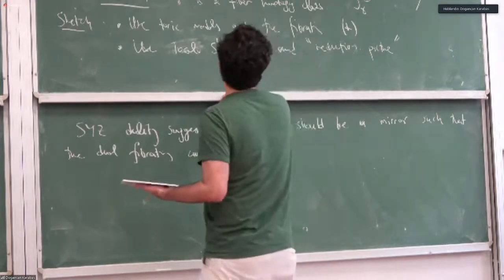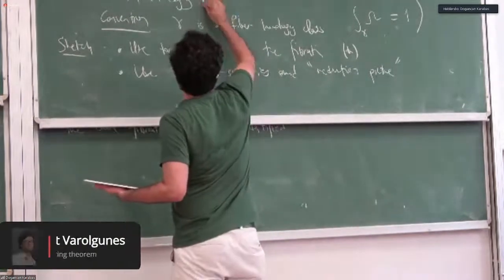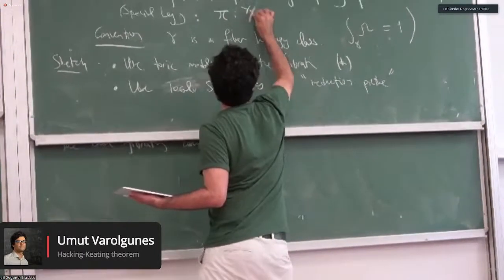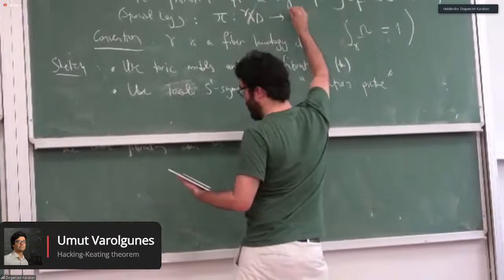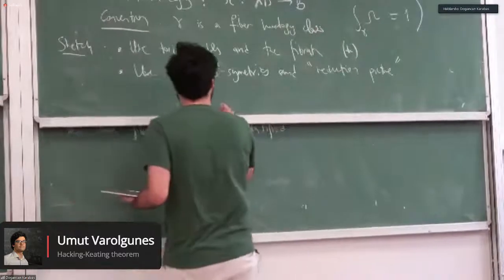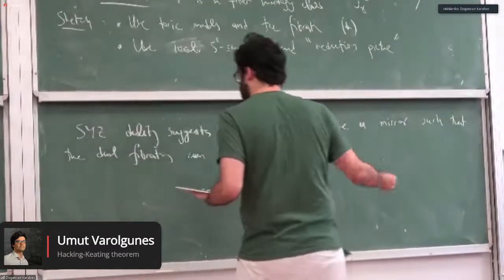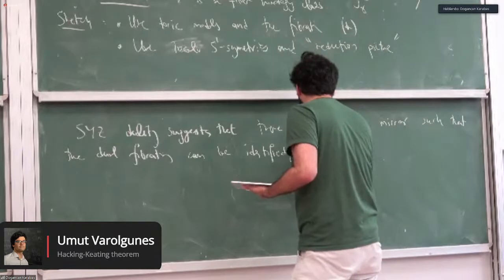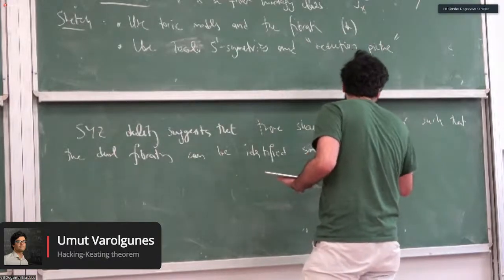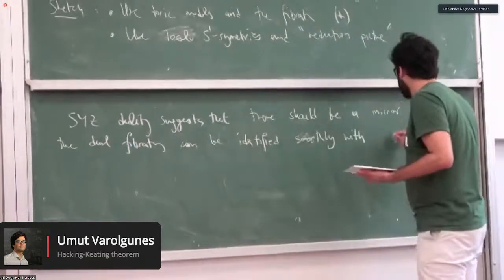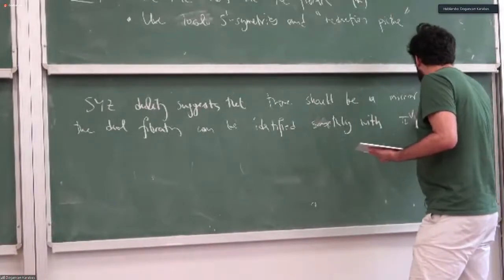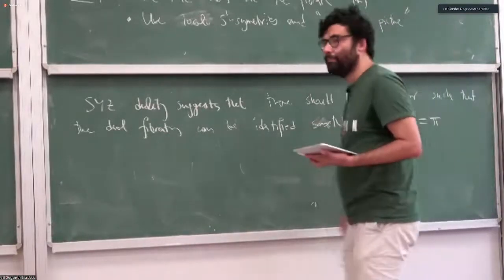Okay, let me call this Lagrangian fibration, give it a name. This is pi from Y complement D to, let's say, some base B. Okay, that's my special Lagrangian fibration. Should be a mirror such that the dual fibration can be identified smoothly with pi. Okay, so let me say it like this: pi omega is equal to pi.